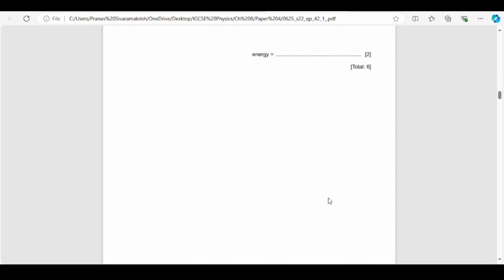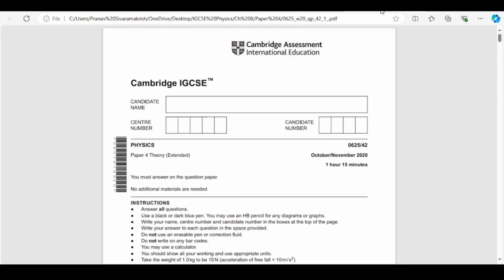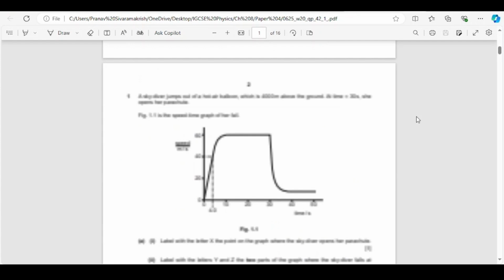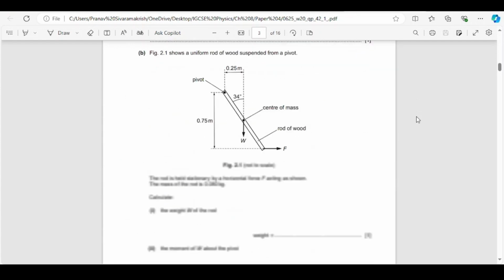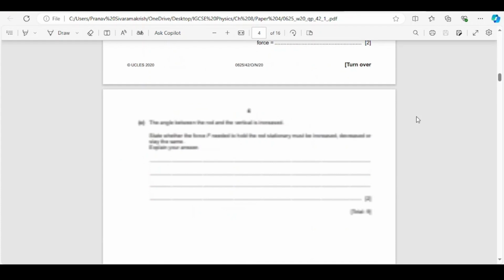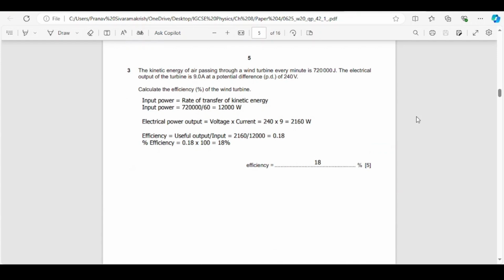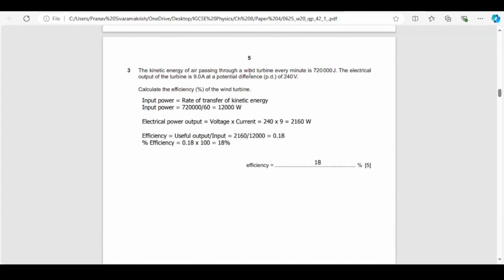So if we move on then to the last paper, which is October November 2020, variant 4.2. So again, if I go and find the question around work done and power, we got a nice 5-mark question here. The kinetic energy of air passing through a wind turbine every minute is 720,000 joules. The electrical output of the turbine is 9 amperes at a potential difference of 240 volts. Calculate the efficiency of the wind turbine.